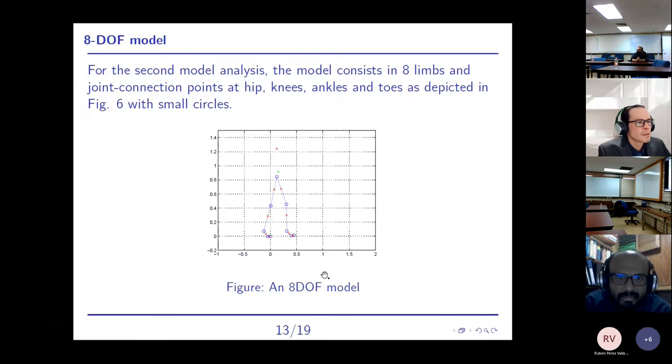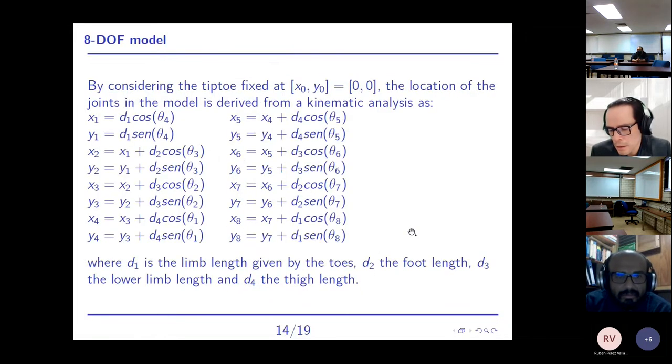Like we can see here, there are the 8 joints. So in this sense, we are going to consider that tiptoe fixed and the origin of the coordinate systems. And also, we are going to consider the limb length given by the toes, and also the foot length and the lower limb and the thigh length.